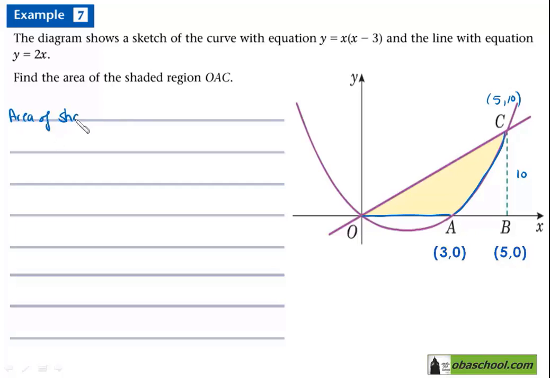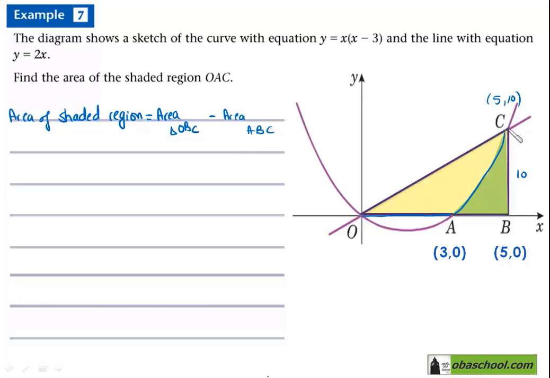Area of the shaded region is the entire area of OBC. So we took the entire area of the triangle minus area of this part, which is between the curve and the x-axis. That is how we will get the shaded area. So minus area of ABC. As we said, it is between the curve and the x-axis.